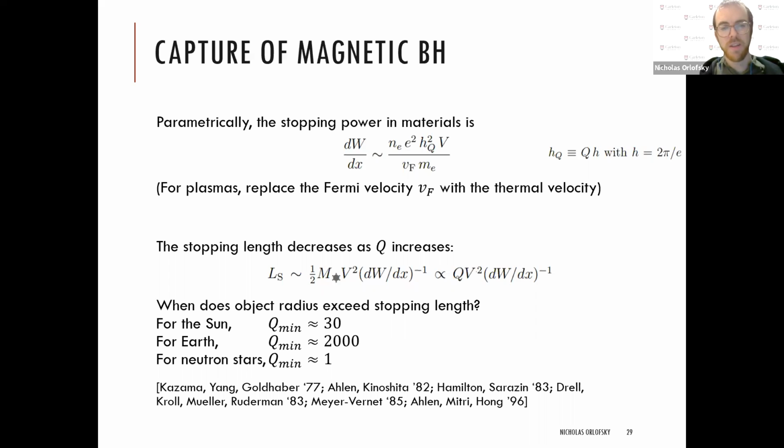The important thing to note here is that for a magnetic black hole, the stopping length in the same material decreases as Q increases. So as long as Q is greater than some Q min, the magnetic black hole will always be stopped in whatever astrophysical body you want to consider. And so you can see in general, most charges will be stopped by the sun, the Earth, and all charges will be stopped by neutron stars.